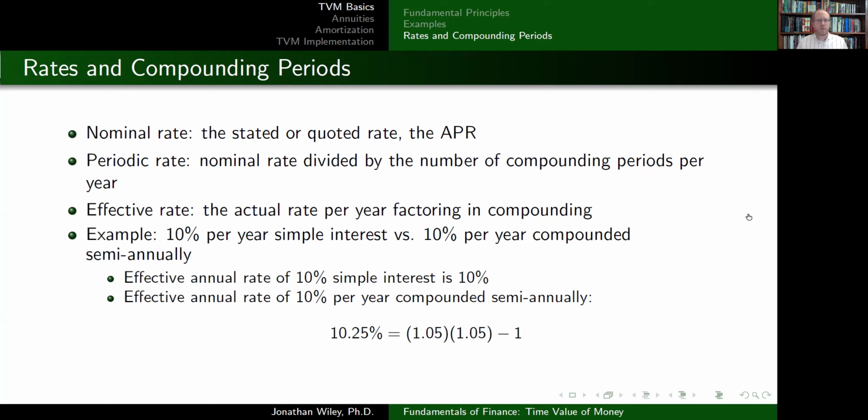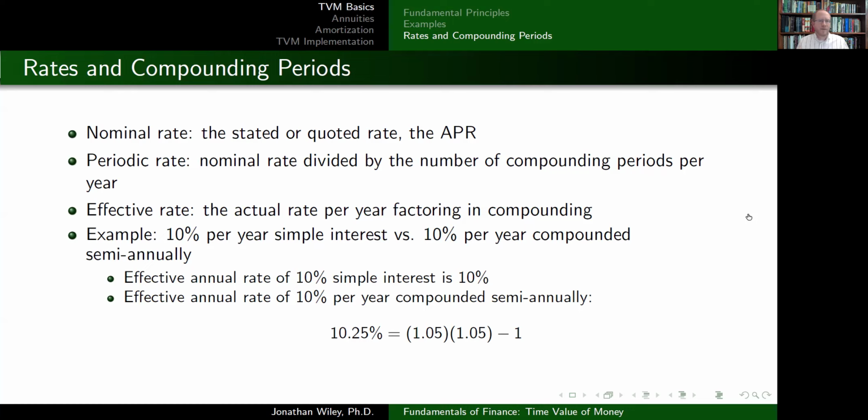So in order to see what that means and why we care about it, let's look at a brief little example here. So let's suppose we had a 10% per year simple annual interest compounding situation. So it's just 10% once per year and it's compounded in. So that's all we've got. And we compare that to a 10% per year compounded semi-annual. Okay. So the effective annual rate of 10% simple annual compounding once per year is going to be 10%. In other words, you get 10% at the end of the year and that's it, right? So that's all there is to it.